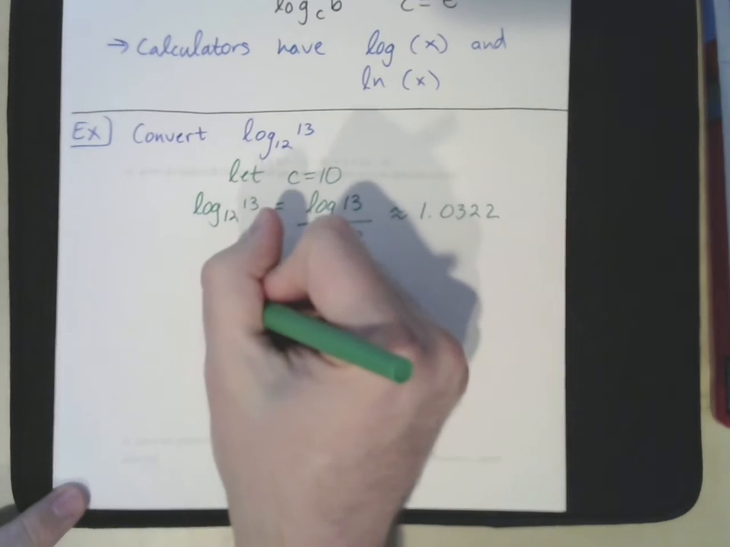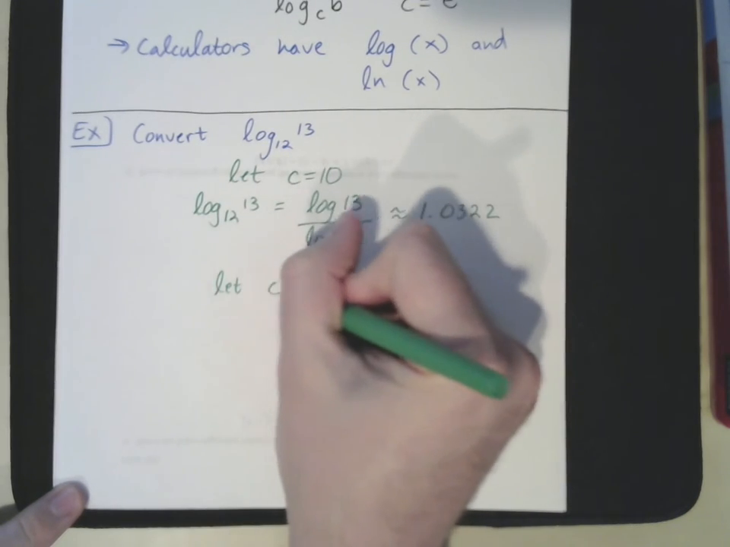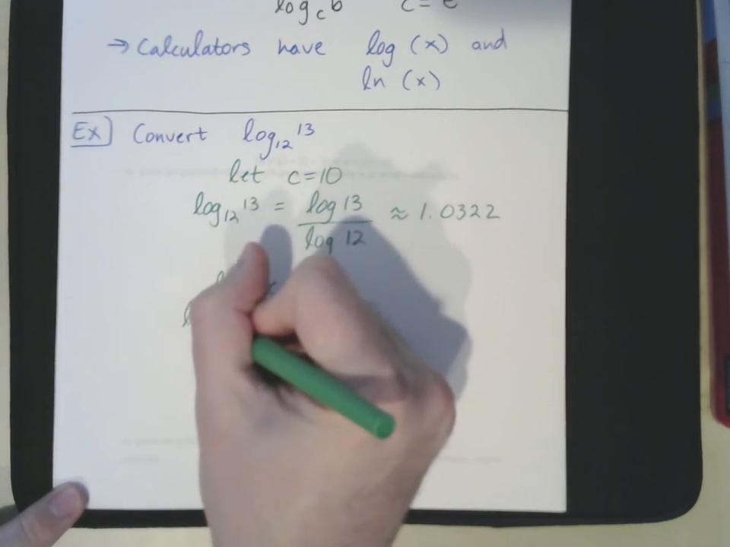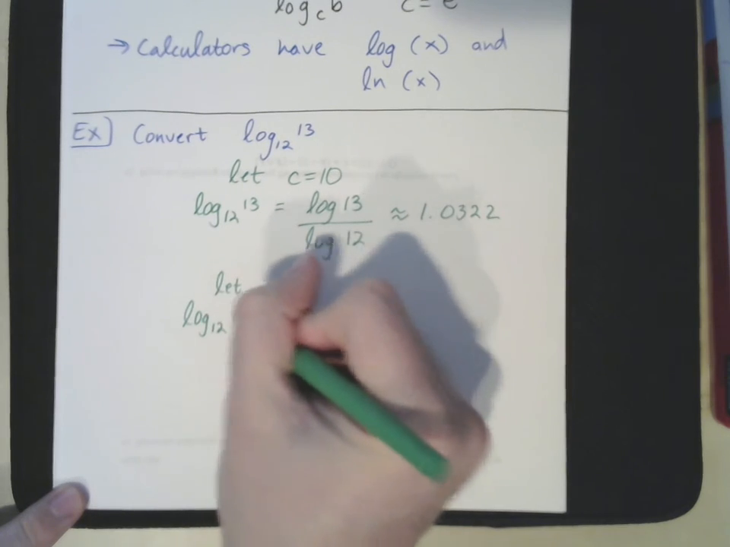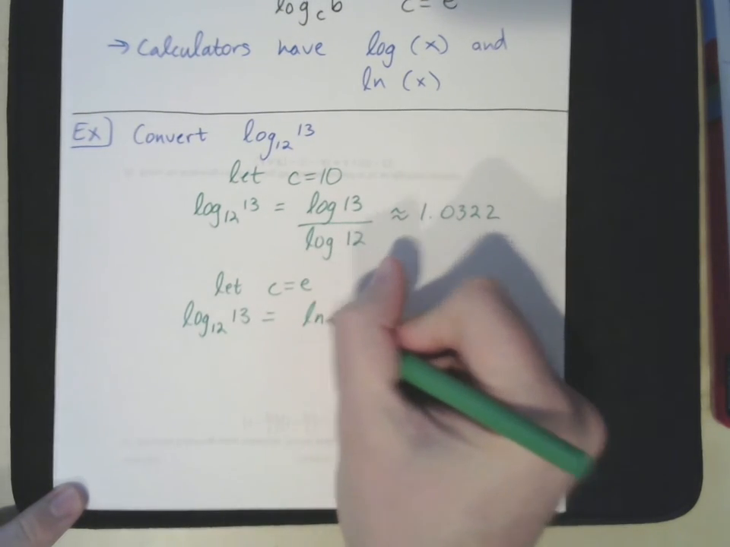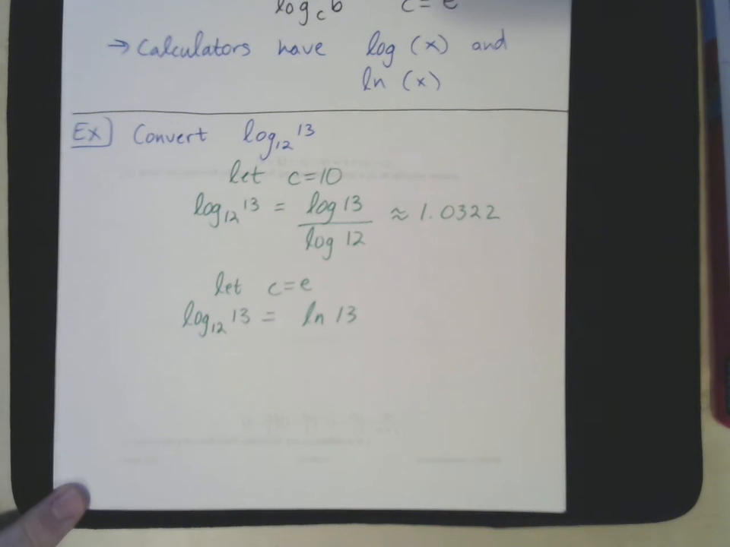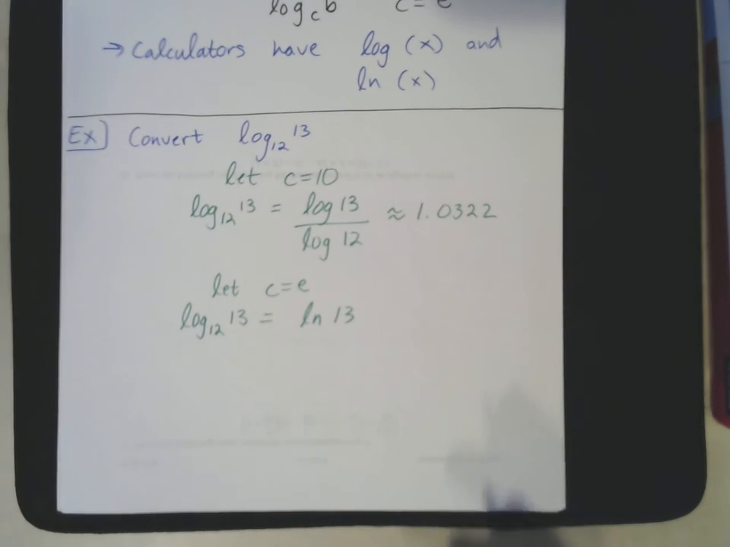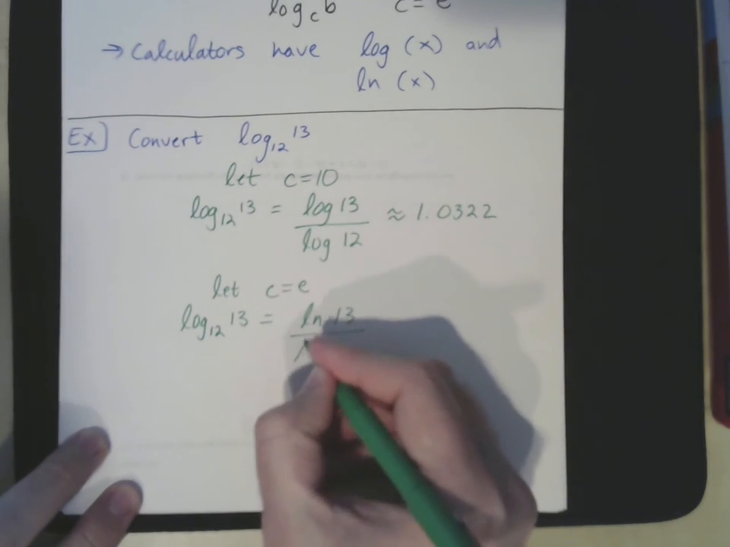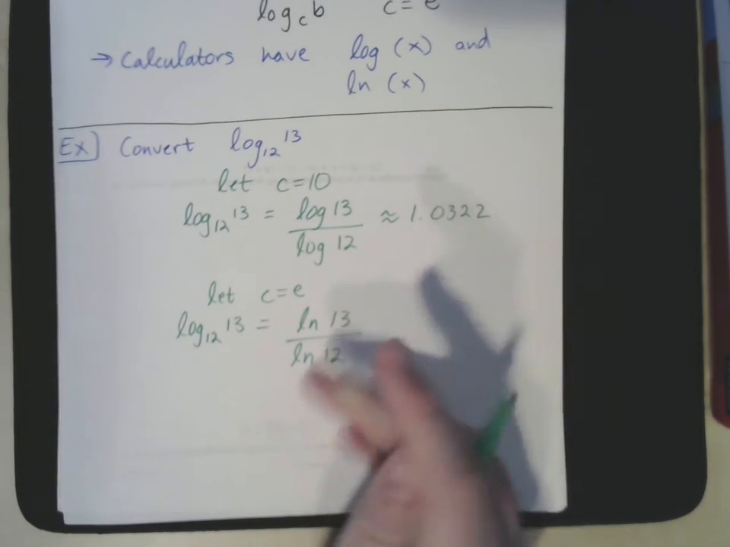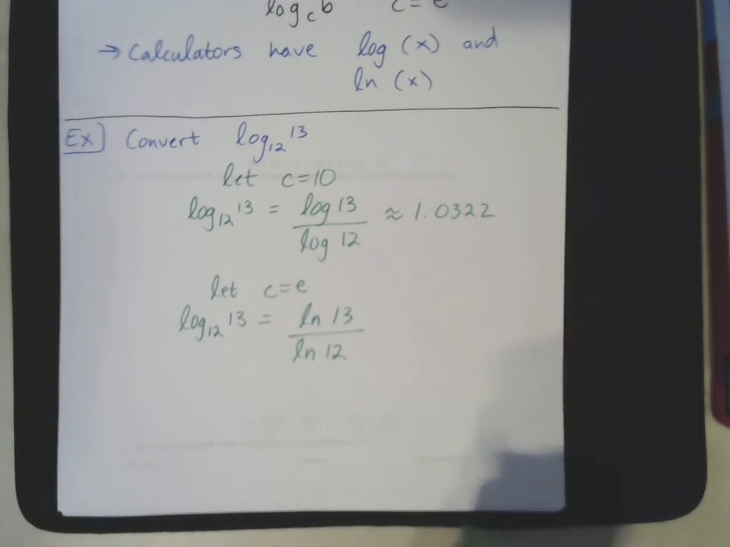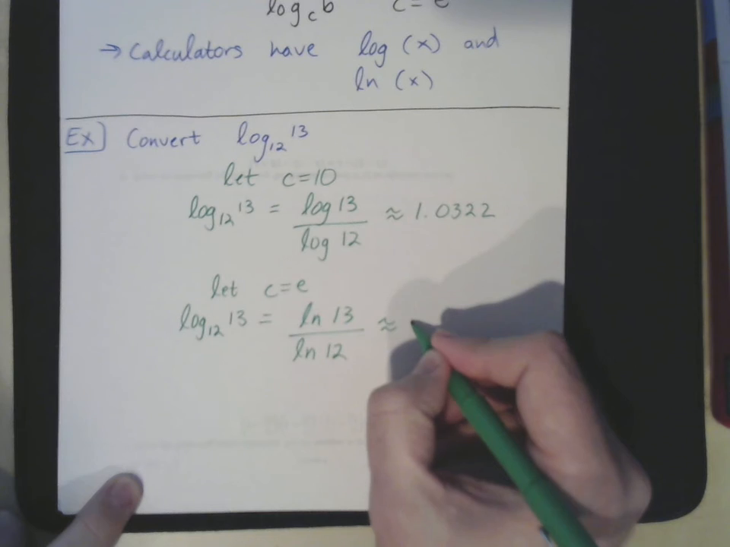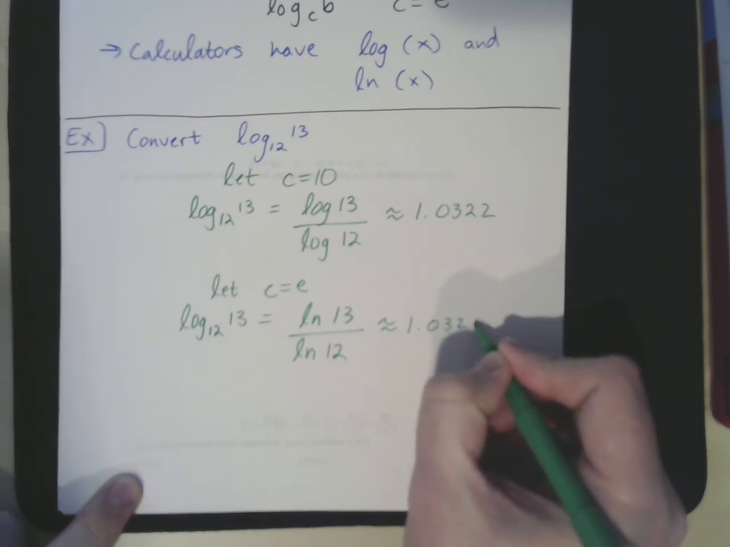So now, let's let c equal e. So log base 12 of 13 becomes ln of 13, and the bottom becomes ln 12. Now if you punch this into your calculator, you get approximately 1.0322.